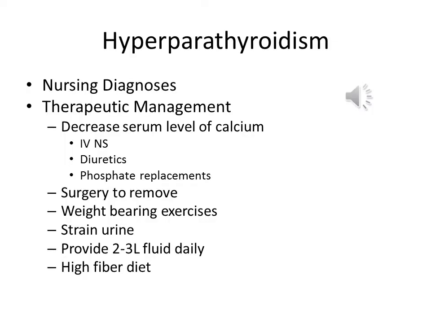Nursing diagnoses for hyperparathyroidism include risk for injury, pain, impaired physical mobility, risk for altered urinary elimination, risk for constipation, and deficient knowledge. Therapeutic management: overall, your goal is to decrease serum level of calcium, with normal saline infusions, diuretics, and phosphate replacement. Phosphate replacement will decrease the serum calcium levels, and it is for short-term use.